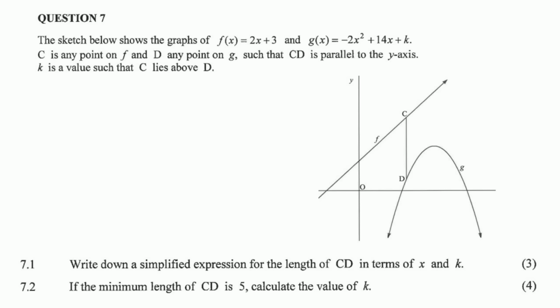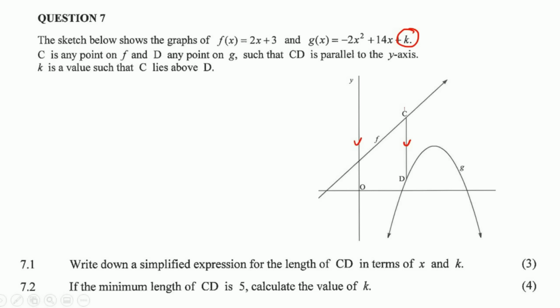The sketch below shows the graphs of f of x and g of x. Okay, so we have a straight line and we have a parabola. C is any point such that CD is parallel to the y-axis. K is a value such that C lies above D. Okay, so K we don't know, but K is such that C is always going to be above D. It says write down a simplified expression for the length of CD in terms of x and k.